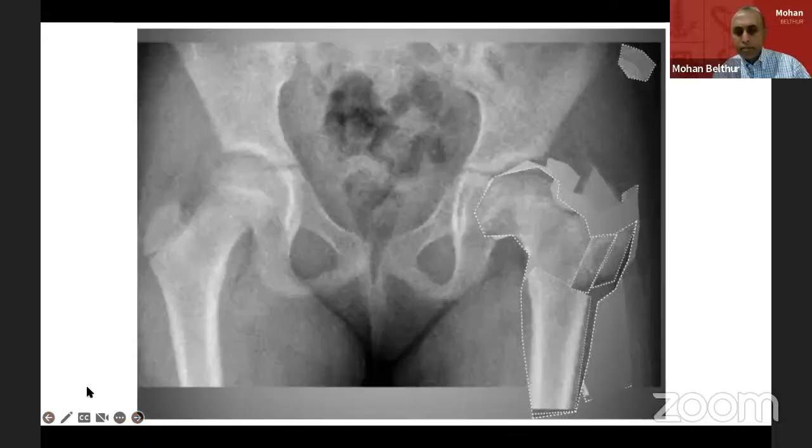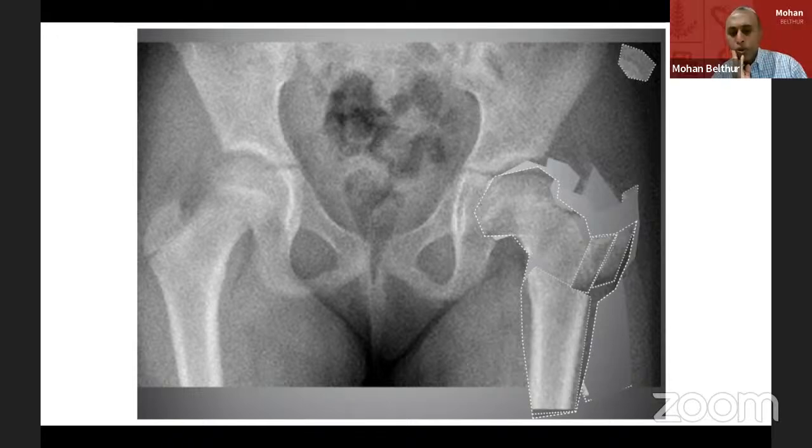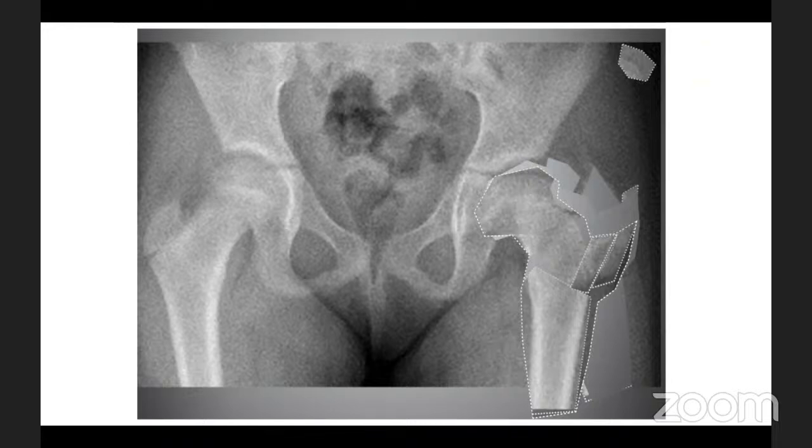What about leg length discrepancy? Leg length discrepancy, sir, when we are imparting valgus to the neck fragment, we'll gain some length, sir. Yeah, but your blade plate is also going through the physis, the proximal femoral growth plate. So you lose some length there, and you're not going to get back 3.9 centimeters, which is what you determined. Mm-hmm. Yeah.